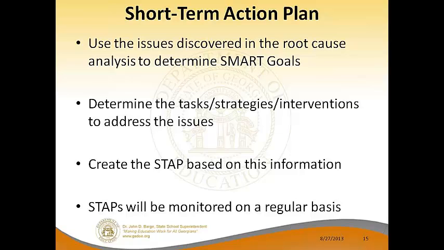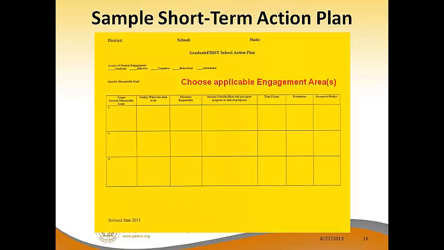And so the main thing is that the short-term action plan is a living document. It is something that you're looking at every school team meeting, looking to see if anything needs to be added, if things are moving forward. Basically you need to make sure that it is being monitored on a regular basis. So here's a sample.